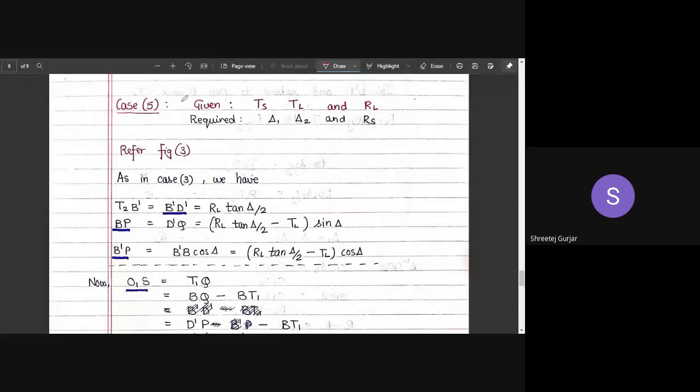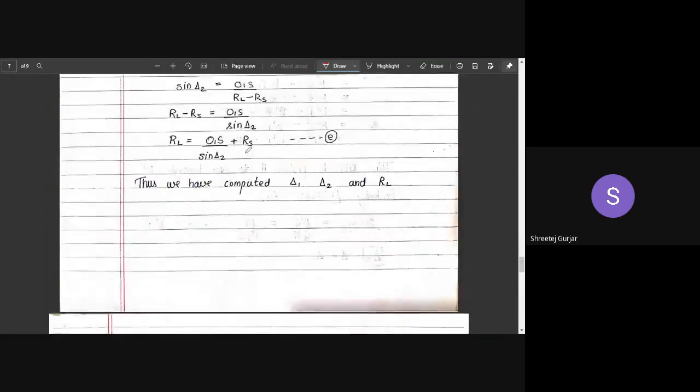So these are the given elements of a compound curve. You can see they have given us the tangent length of the shorter curve, the tangent length of the longer curve, as well as the radius of the longer curve. So these three are unknown: delta 1, delta 2 and RS. We have to calculate these three, so we have to refer to figure number 3. Let us move on to figure number 3.